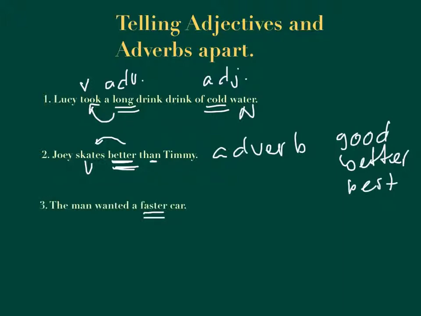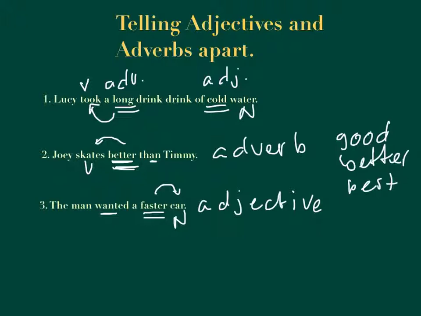Alright, sentence 4. The man wanted a faster car. See if you can figure out what faster is in this sentence. Alright, good. If you identified faster as an adjective, then you are correct. The reason why faster is an adjective is because it's modifying car, and car is a noun. And again, that's what adjectives do. They modify nouns. Wanted is a verb, but faster is not modifying or describing wanted. It's modifying the car or describing the car. And again, that's why it's an adjective.